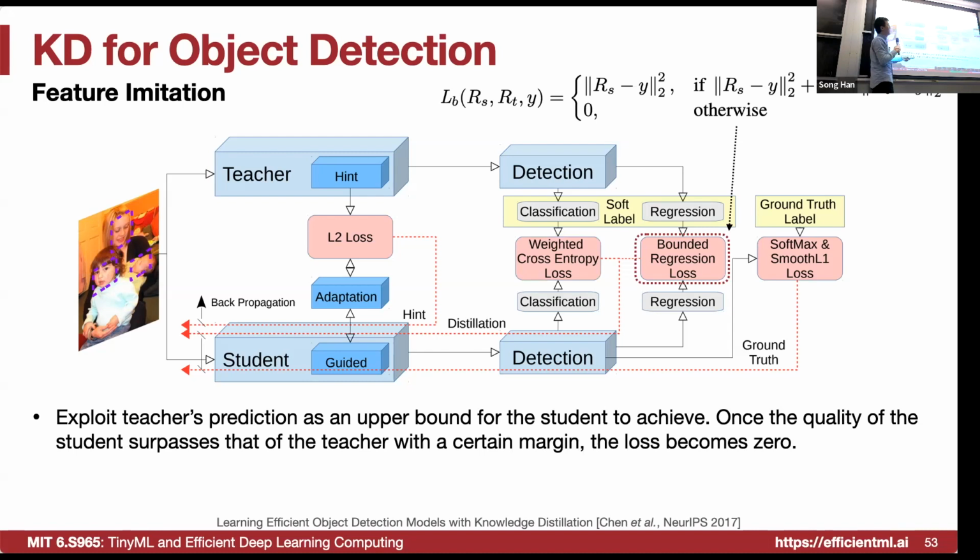And also for the bounding box regression, we have to regress the bounding box for different objects, right? We are going to give four real numbers: x, y for here and x, y for here. Here we want to exploit the teacher's prediction as the upper bound for the student to achieve. So once the quality of the student surpasses that of the teacher by a certain margin, here we give a certain margin, which is denoted by n here.